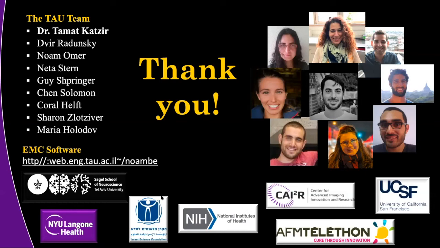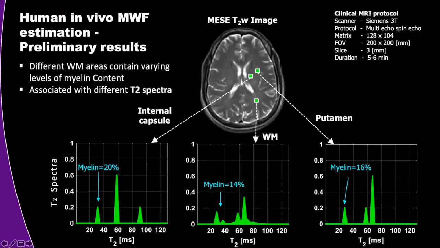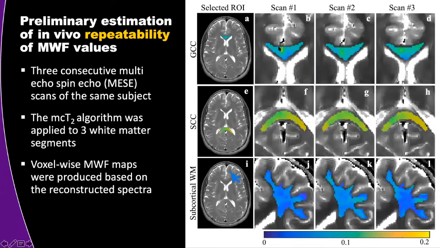One segment that I showed here takes a few minutes, but we haven't yet invested any effort in accelerating it, since all of this is done offline, on a standard PC. So a few minutes for a segment, and I'm guessing that the entire white matter would take somewhere between half an hour and an hour on a standard PC. I believe that it could be reduced to a few seconds if we implement it on a GPU.